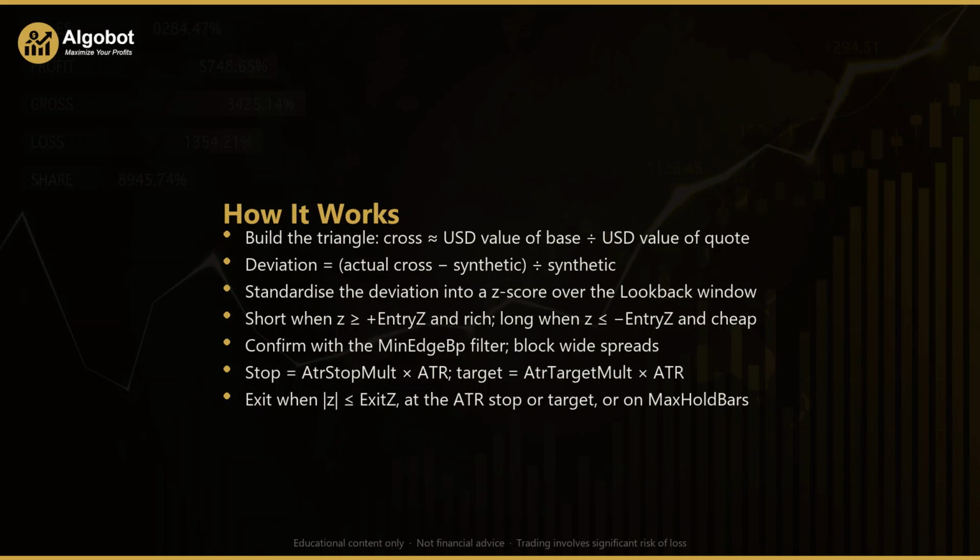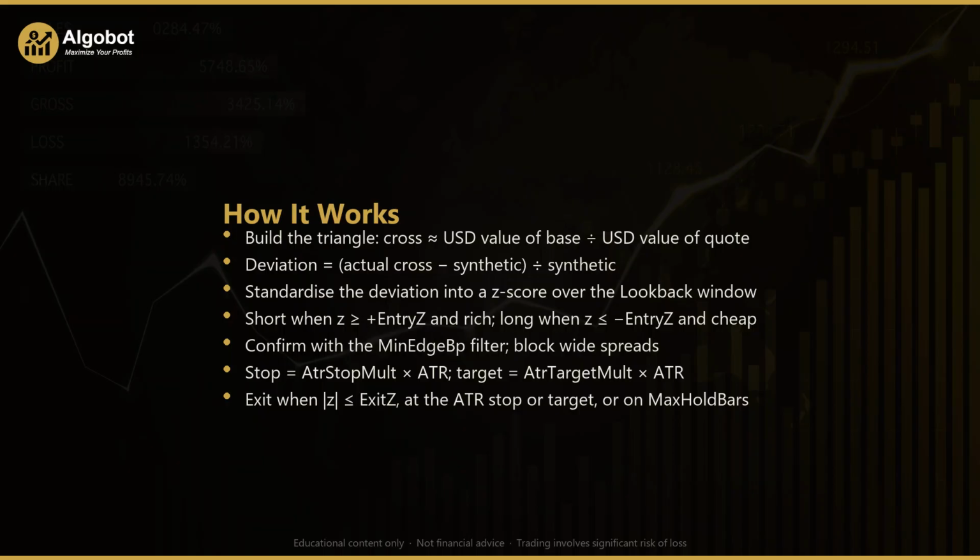Next comes standardization. The strategy keeps a rolling history of these deviations and, over the lookback window, calculates their average and standard spread. The current deviation is converted into a z-score, which simply tells you how many standard deviations the cross sits away from its recent normal relationship. Now the signals. To open a short, the z-score must be at or above the EntryZ threshold, which defaults to 2, and the raw mispricing must exceed the minimum edge filter measured in basis points. That means the cross is meaningfully rich versus parity, so the strategy sells, expecting it to fall back.